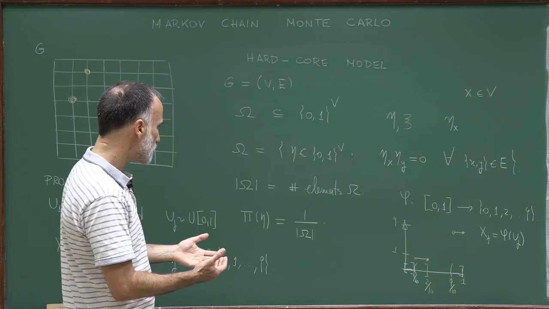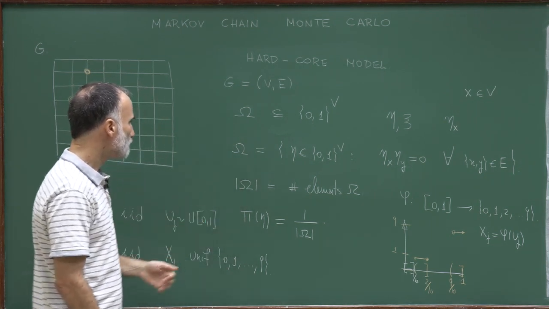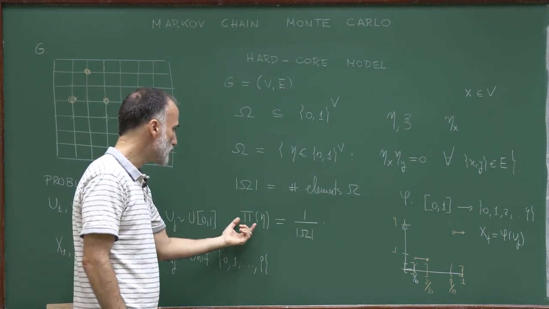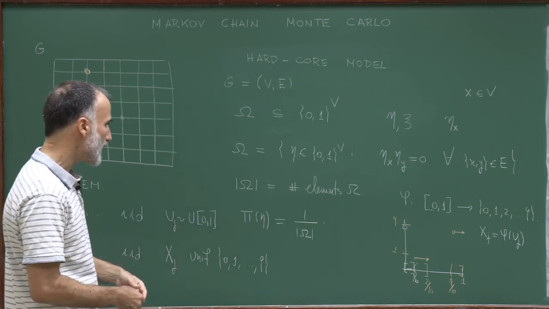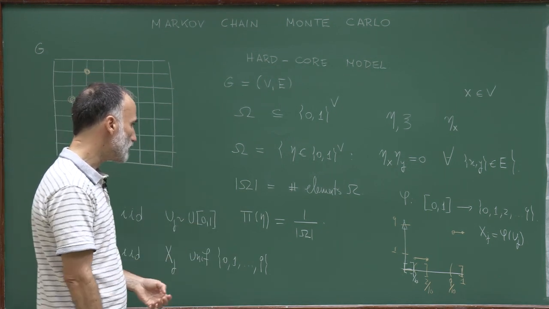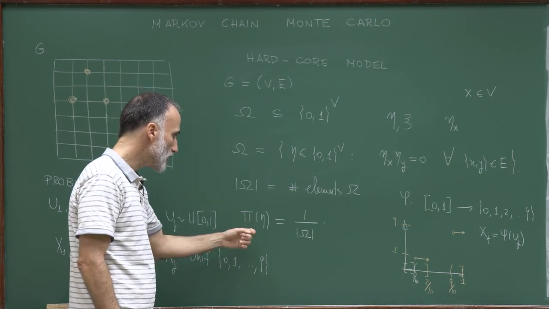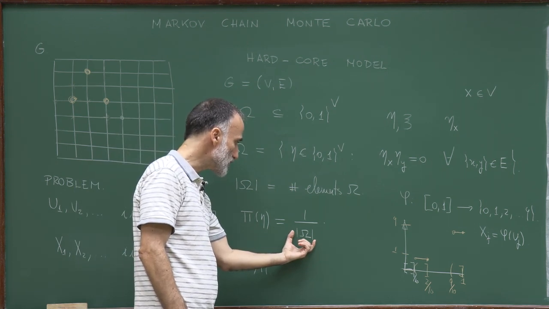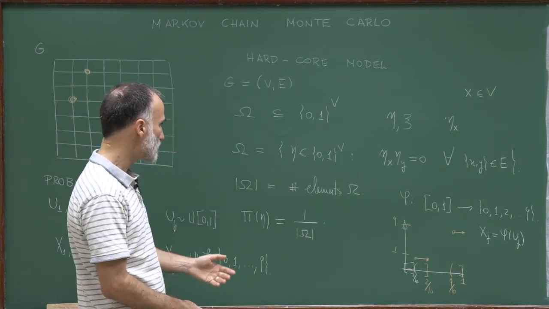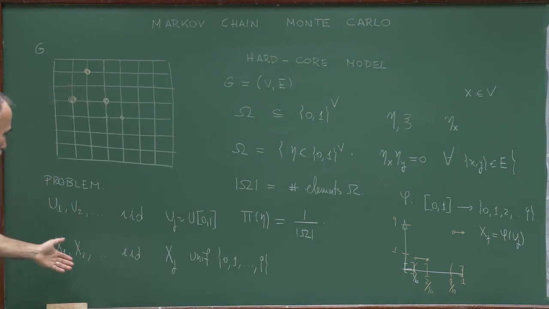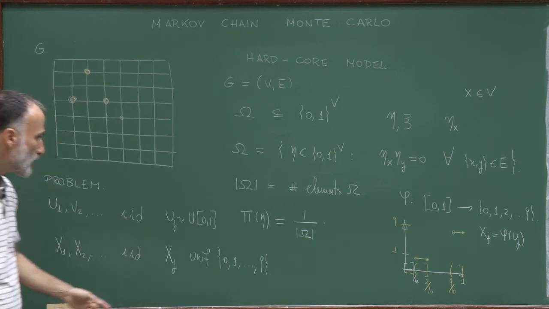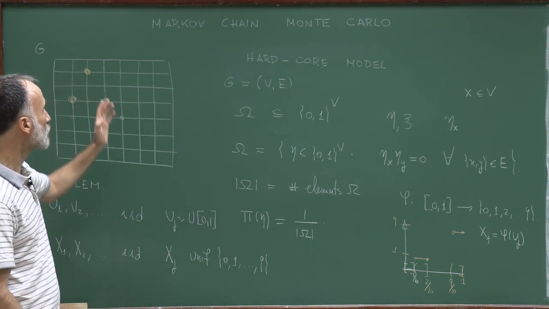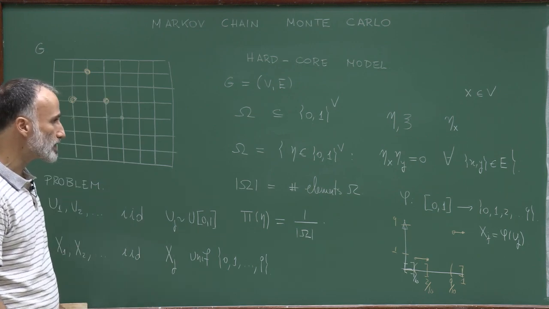Create a method, an algorithm, which allows you to simulate this measure, which means to create random variables which are distributed according to this measure. And the problem here is that we don't have access to this number. We don't know how many configurations there are. And so we cannot repeat what I proposed here since the total number of elements is unknown. So this is what I will present in these next lectures.